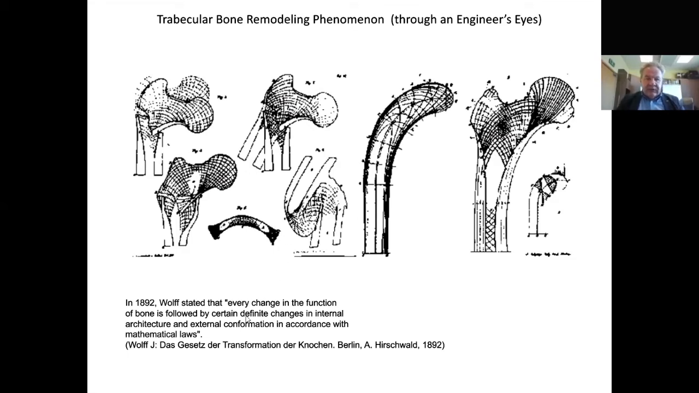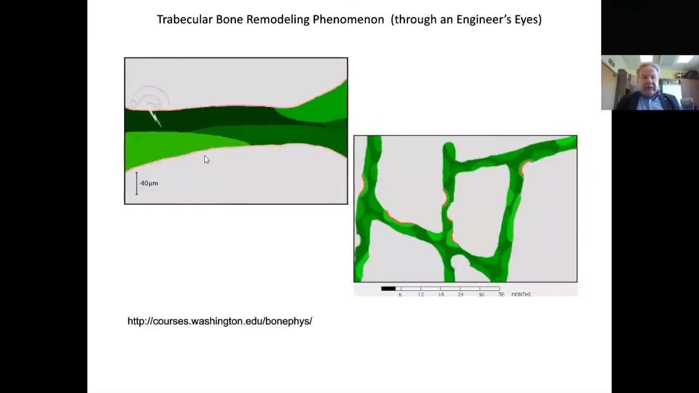And this observation is called Wolff's law. So every change in the function of bone is followed by certain definite changes in internal architecture. This observation is the base for our studies, that maybe it's possible to mimic this process and use some ideas from nature, looking for some optimal structure. And how does it work in reality?